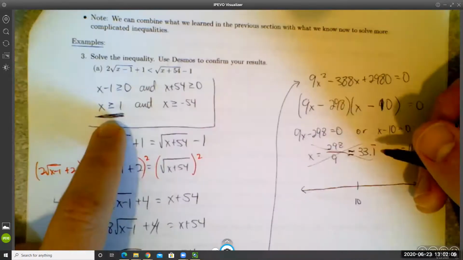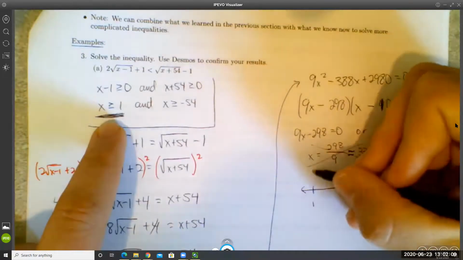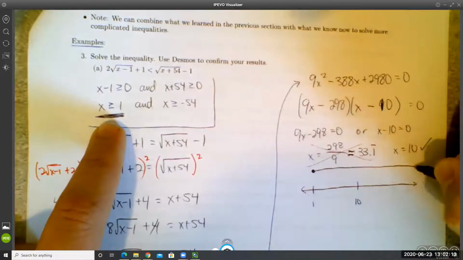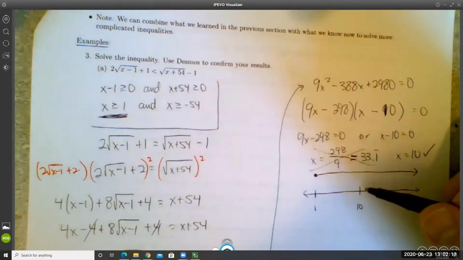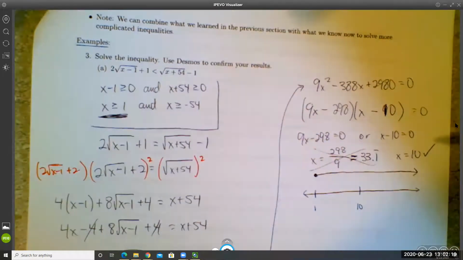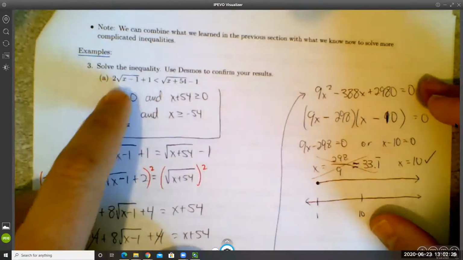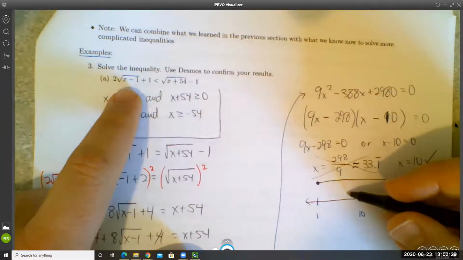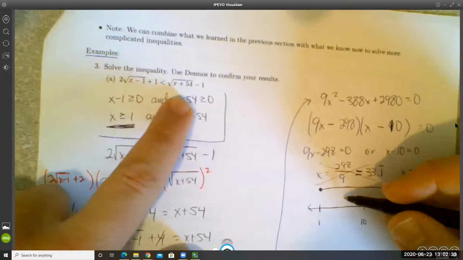And by the way, keeping in mind that x has to be bigger than or equal to 1. This is like an absolute necessity, that x has to be bigger than or equal to 1. And then on the other hand, I want to figure out what's happening around 10. So let's plug in something like, I don't know, 9. If we plug in something like 9, do we get a true statement here?